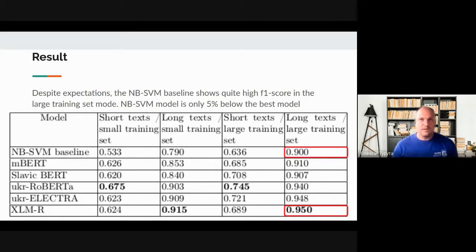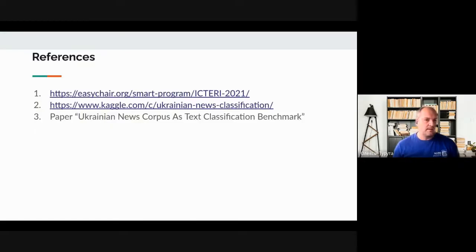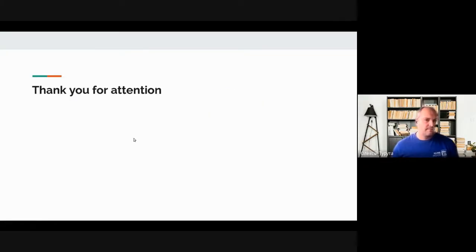So the main result of the slide: in the future, if we need to get a fast result, compare, and make fast exploratory data analysis, we can use this approach. All these results we can see on this conclusion slide, with references to our conference and contest on Kaggle. And thank you for your attention.